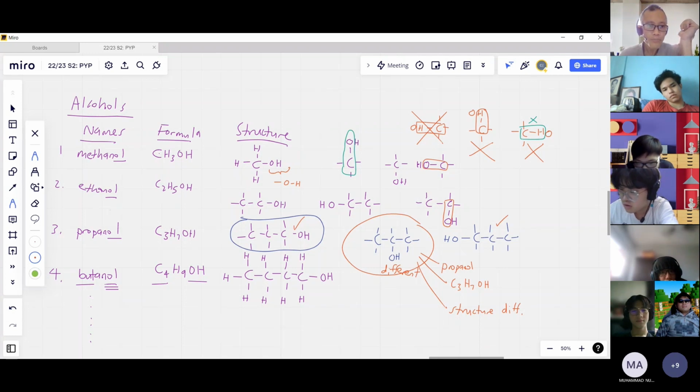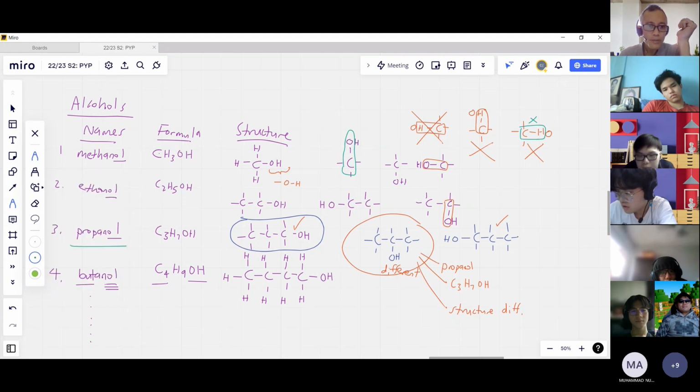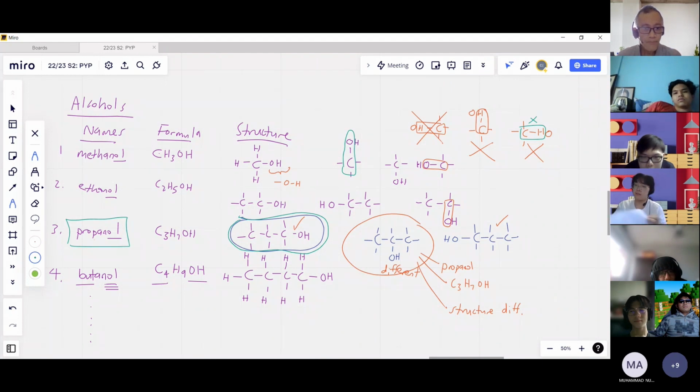But let me add in something. By default, if your question, exam or test tells you it's propanol, this would be the default structure. You just need to know in your mind that it can have an alternative structure, but that's not the default one. So just keep this in mind in case your question is a bit harder this year. Same name, same formula, but different structure.